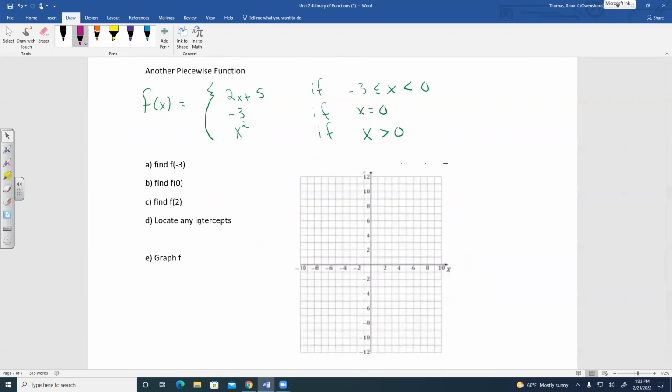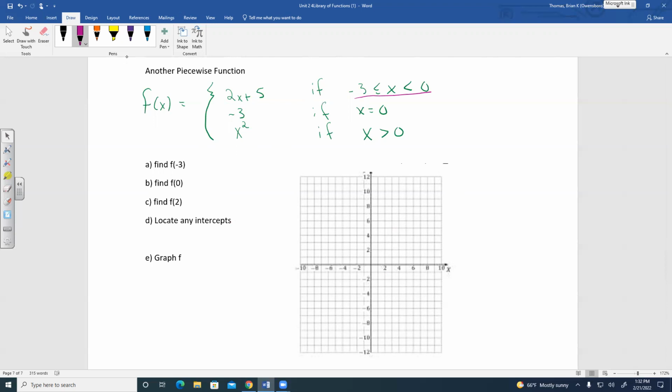So again, we have these three functions, and notice how we have these intervals over here. So this first function only exists between -3 and 0, and I can include -3. The -3 only exists when x equals 0. The x squared only exists when x is greater than 0.